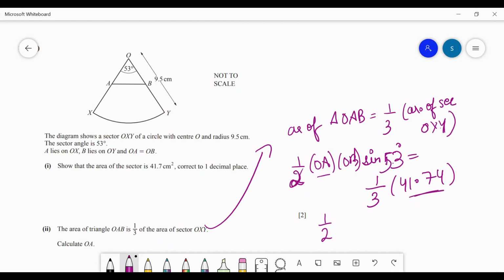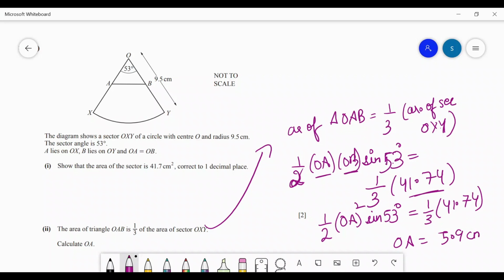So that is half into OA and OB, which are of the same measure. It's an isosceles triangle. So I can just take it as half into OA square into sine 53 degrees is equal to 1/3 into 41.74. So OA is equal to, when you solve this, 5.9 centimeters. That's the measure of OA.